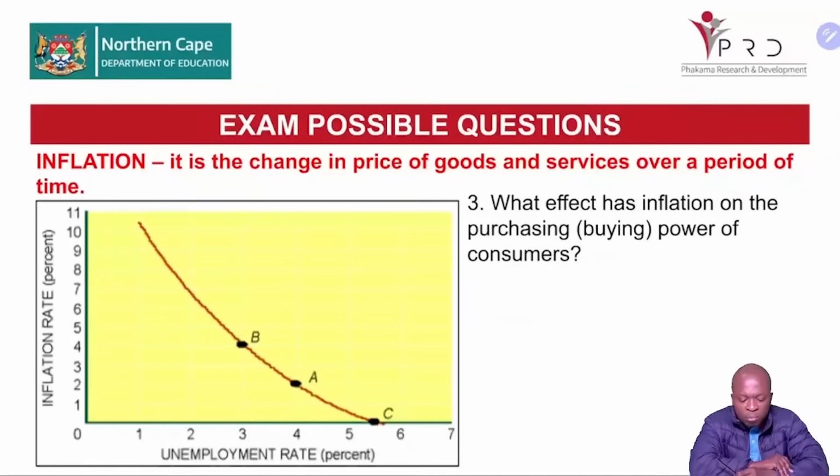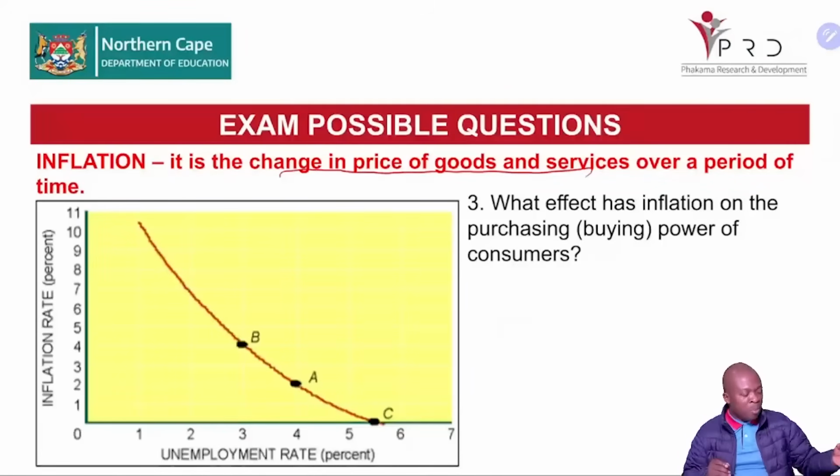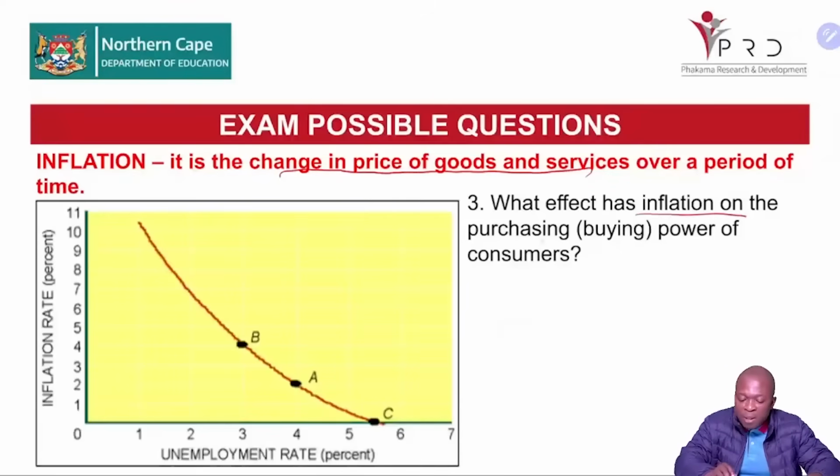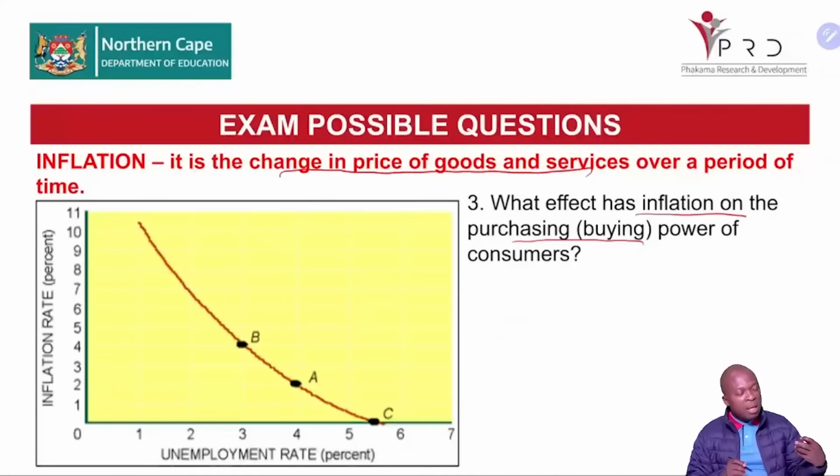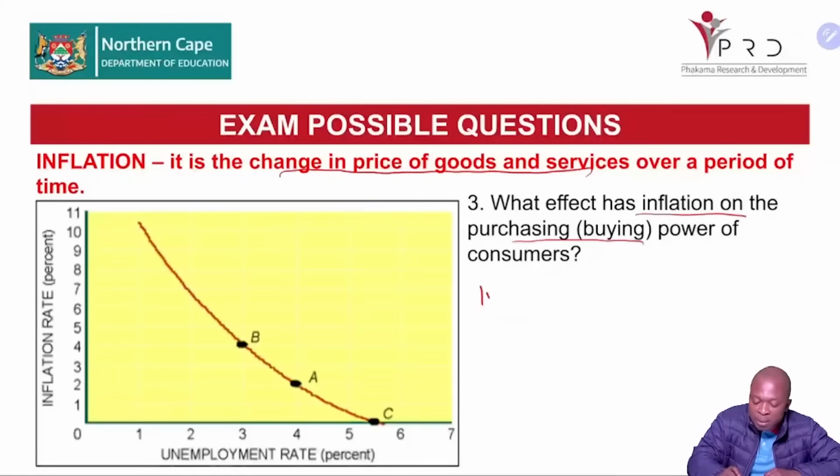Now they are asking you, since you said inflation is the change in price of goods and services, meaning maybe bread was 18 Rand last year, now it's 20 Rand. What effect has inflation on the purchasing or buying power of consumers? If you had 20 Rand last year and you were able to buy a bread with a change, and now you are able to still buy the same bread, but when you give the 20 Rand, they don't give you any money back. It means what? Inflation reduces the buying power.